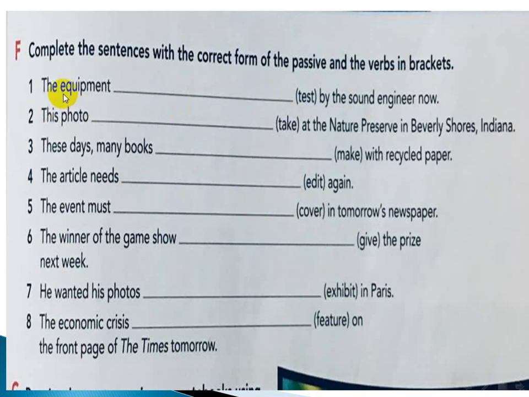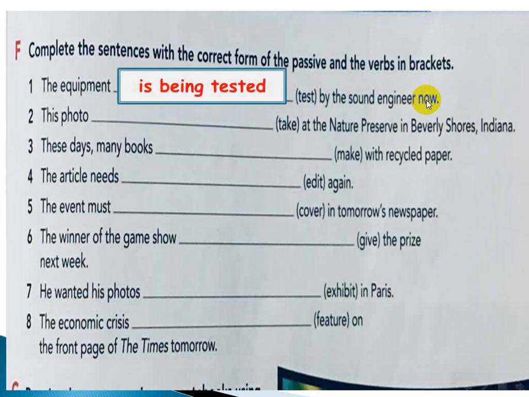So number one, the equipment by the sound engineer now. We have "now," and this word indicates something is happening now. So the tense of this sentence is the present continuous. And what can I use in the present continuous passive? Am, is, are plus being plus verb 3. We have the equipment, it is singular, so you have to use "is being tested."